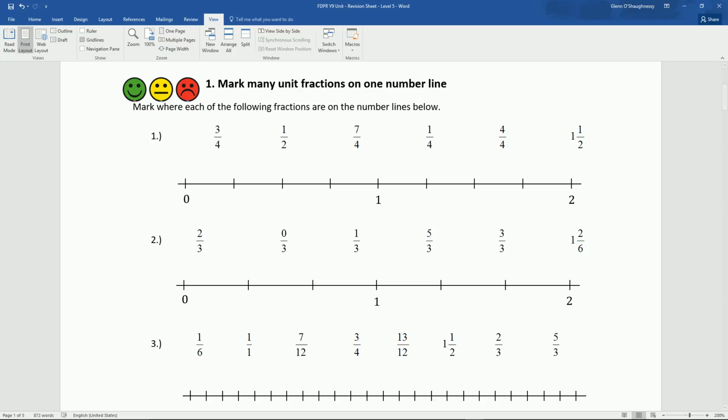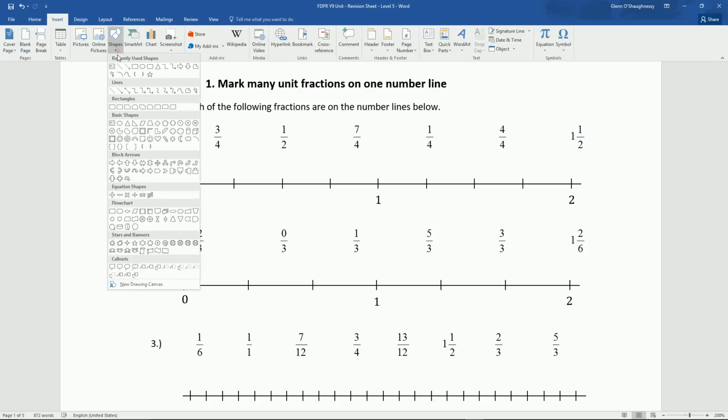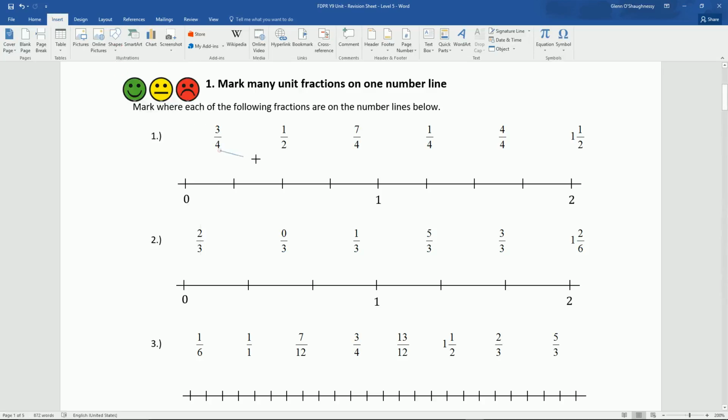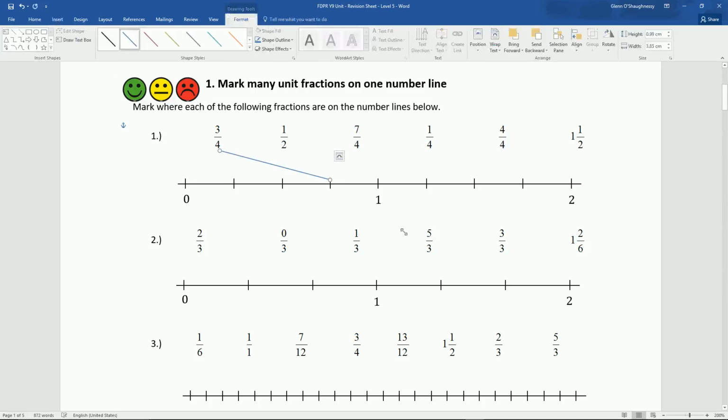Okay, so to mark 3/4, that should be pretty easy because we can just count along. 3/4 is going to go here. All right, so a half, now that's not in fourths, is it? But we know that 1/2 is the same as 2/4. All right, so 1/2 is going to go here.